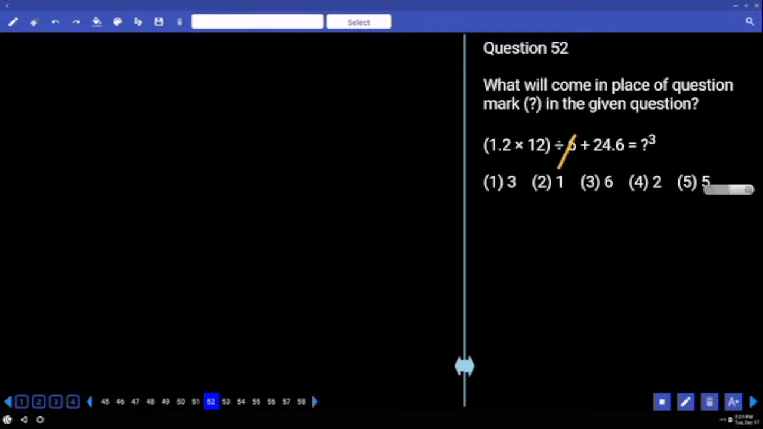Six 2 times or not? 1.2 into 2, 2 point plus 24.6. 27 is the cube of 3, your answer.